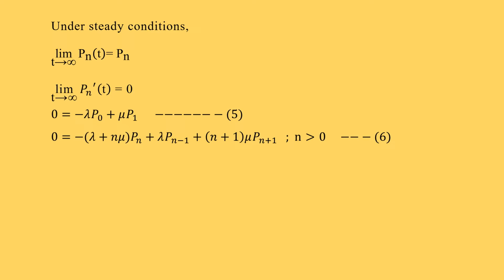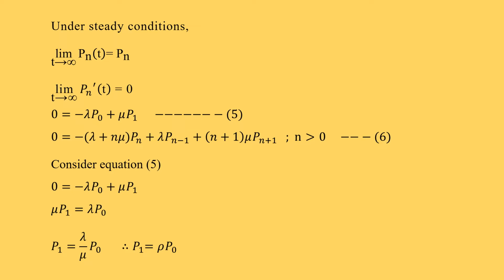Now we shall simplify these two equations to get the probability distribution Pn of number of units in the system at any time t. If we try to solve equation number 5, we find that it will yield us the value of P1 in terms of P0. That is, we get mu P1 equal to lambda P0, which in turn gives P1 is equal to lambda by mu P0, or equivalently rho P0.